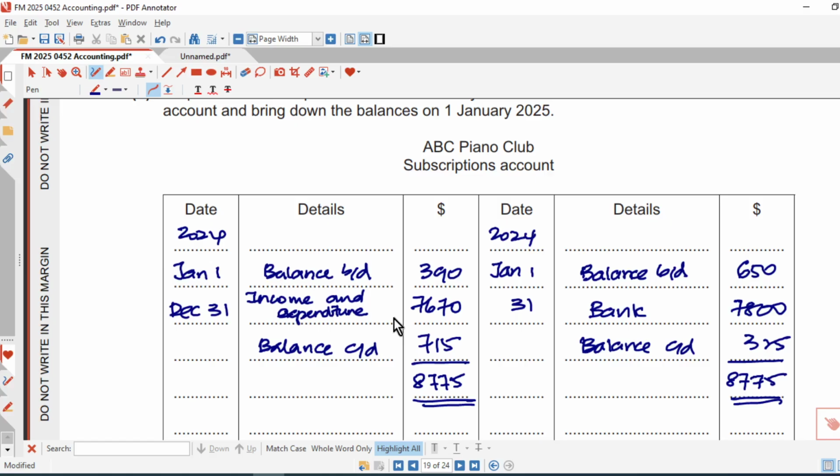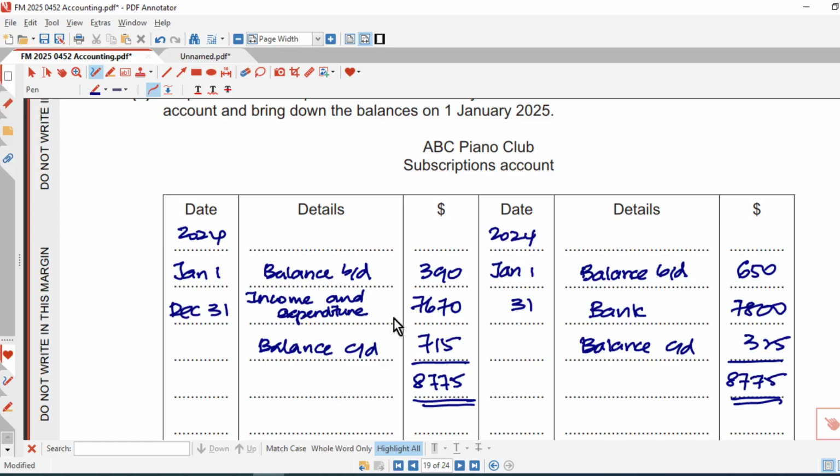But 7,670 is the total that you have earned, right? Notice the difference. This is what you earn, right? What you earn is not necessarily the same as what you receive, because some people may pay you in advance, some people may owe you the subscription, they may drag on to the next year. So do take note of the differences, and you should be alright.